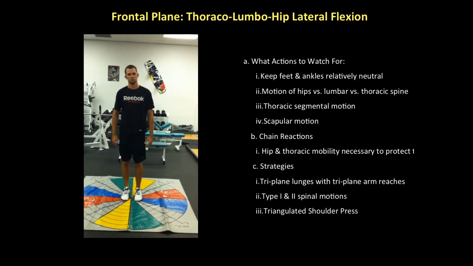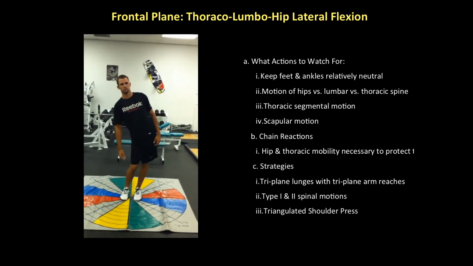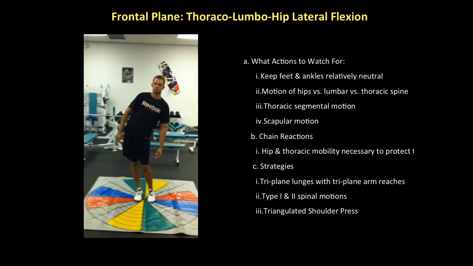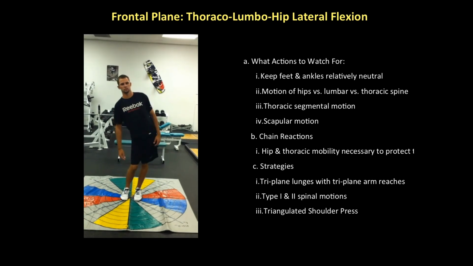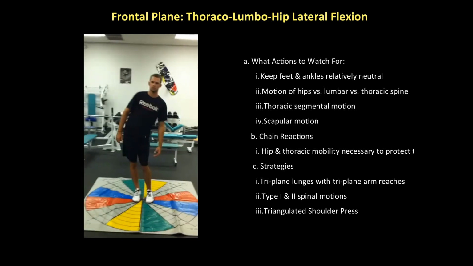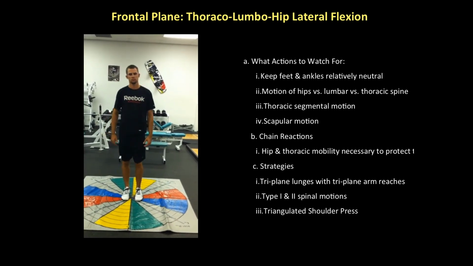Some of the chain reactions: the hip and thoracic mobility is necessary to protect the lumbar spine. Some strategies to gain motion in the thoracic spine are triplane lunges with triplane arm reaches, type 1 and type 2 spinal motions, and triangulated shoulder press.